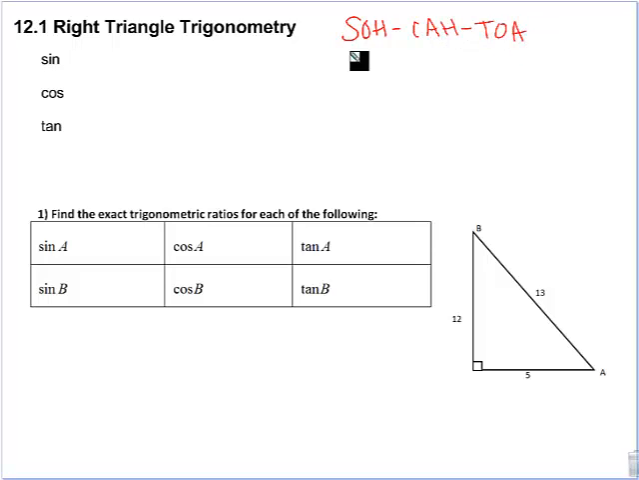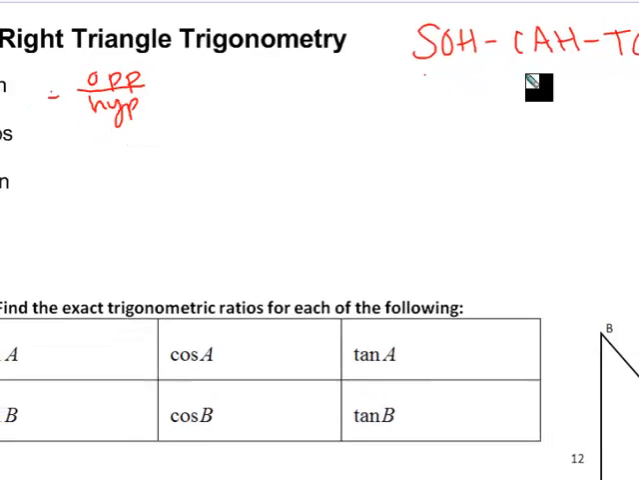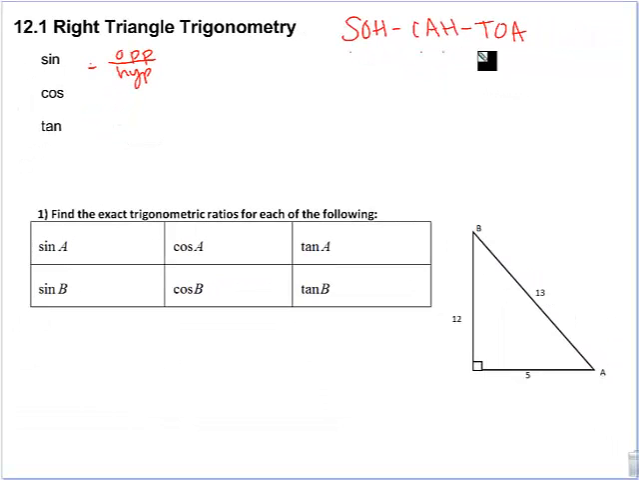SOHCAHTOA, so this tells us sine is the opposite over hypotenuse. So if we want to write the ratio out for sine, we take the opposite side over the hypotenuse. Cosine tells us it's adjacent over hypotenuse, so we take the adjacent side over the hypotenuse. And then tangent is opposite over adjacent. Most of you guys remember that?